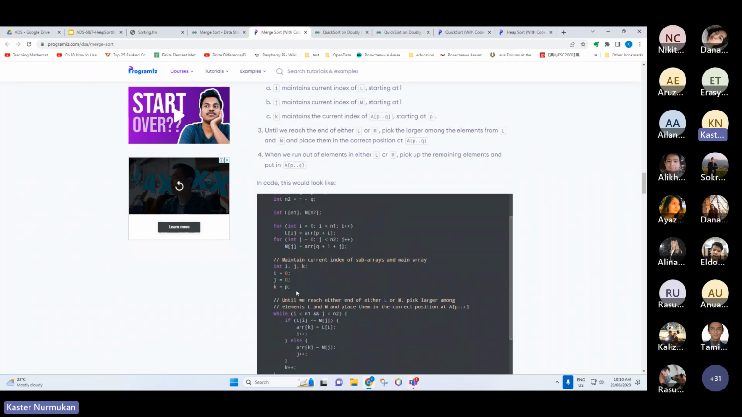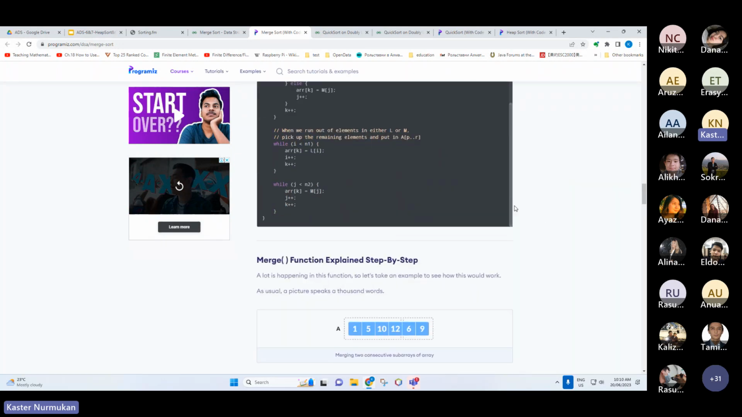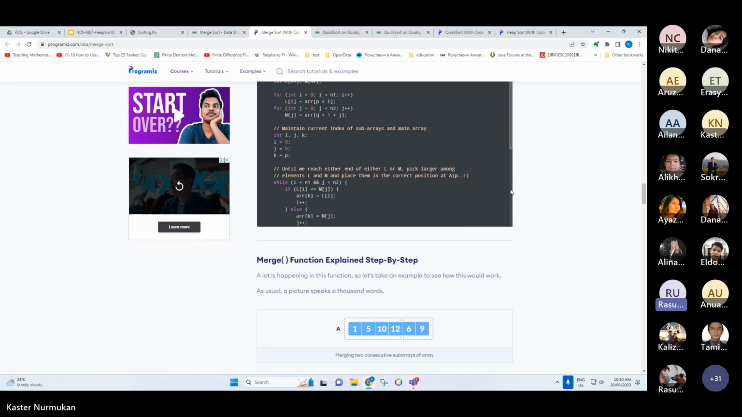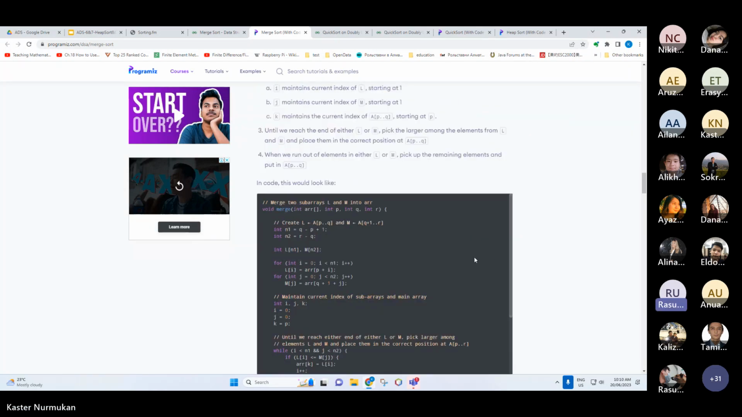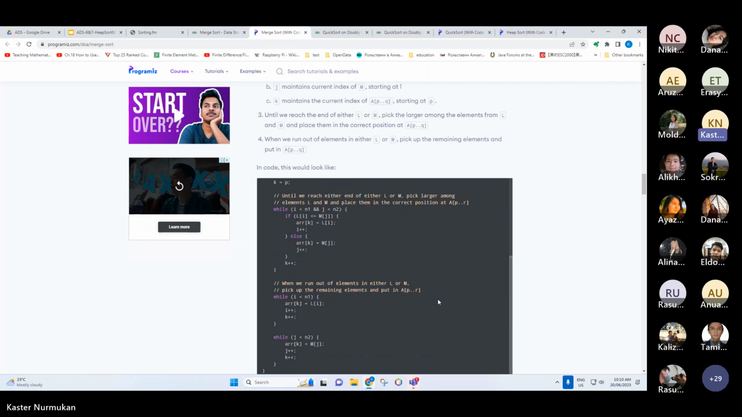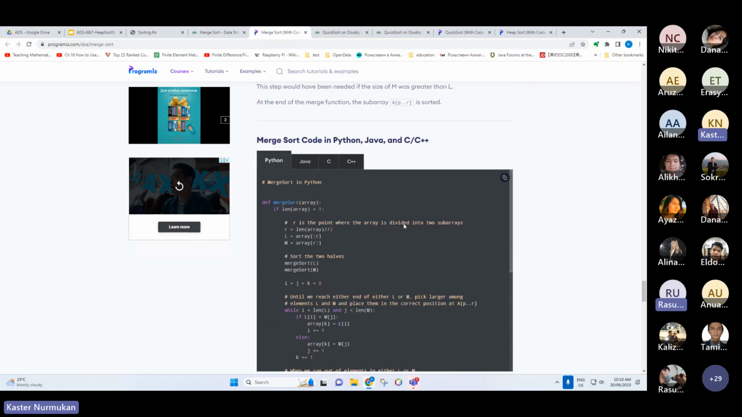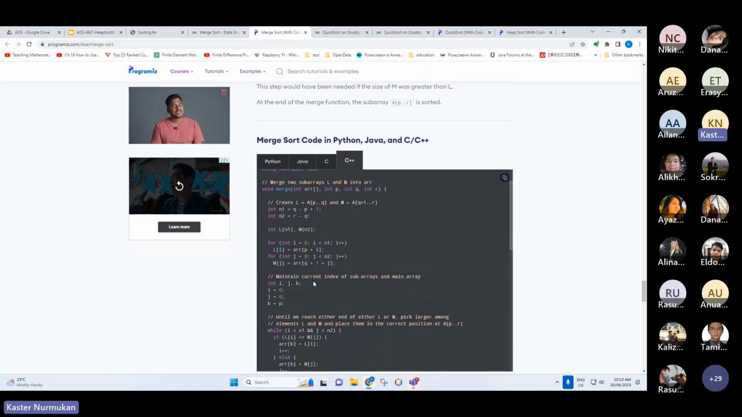First, let's start from the while loop. There should be C++ code. Do you need C++ code? All right, here's C++. Good. So as you can see, this is the array itself, with P and Q and R.